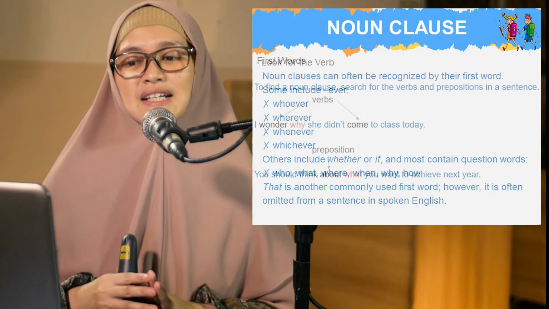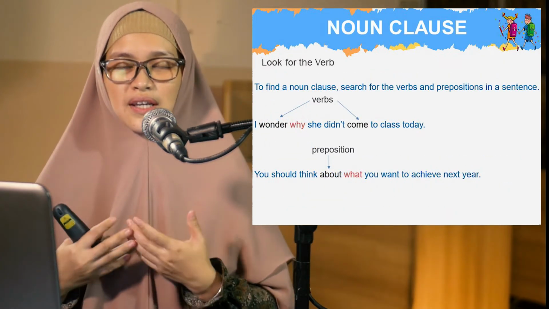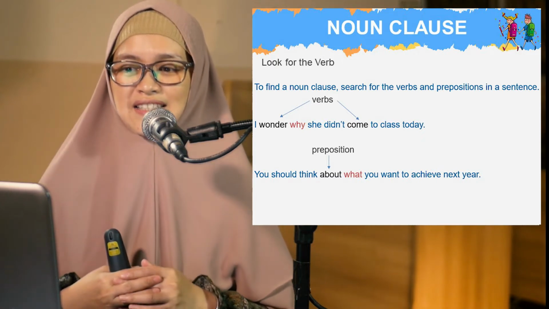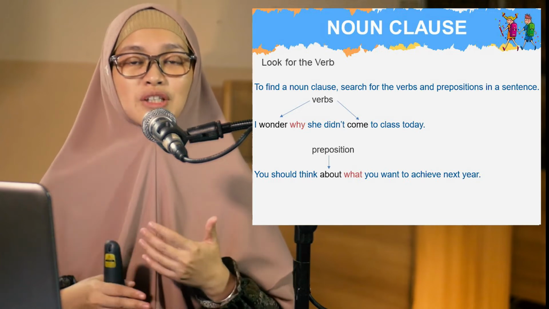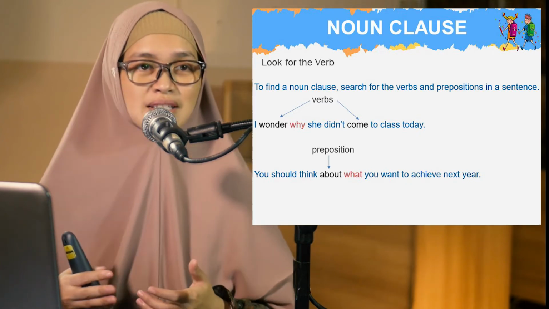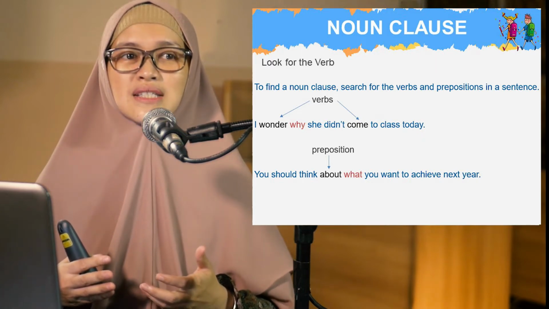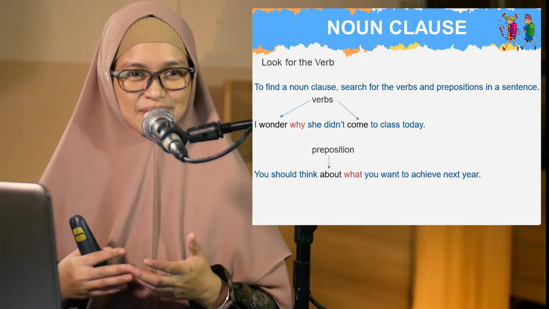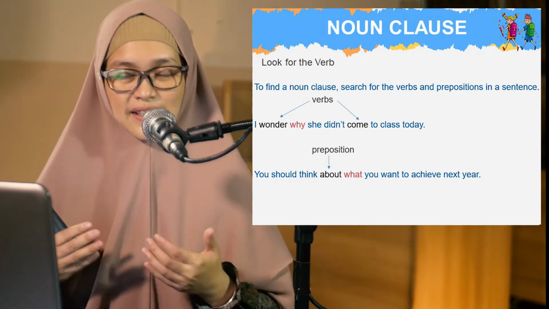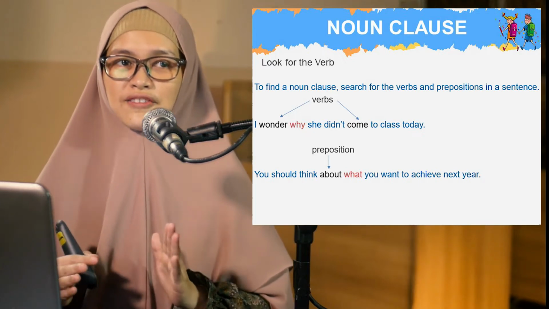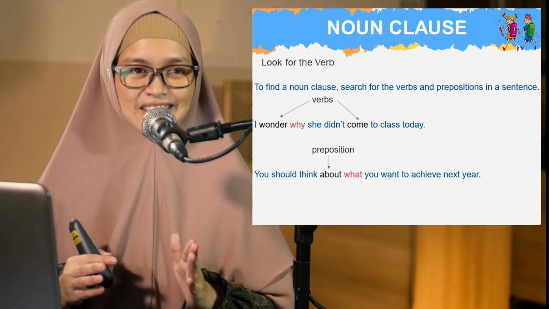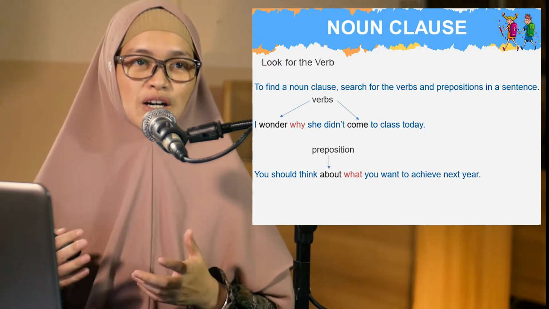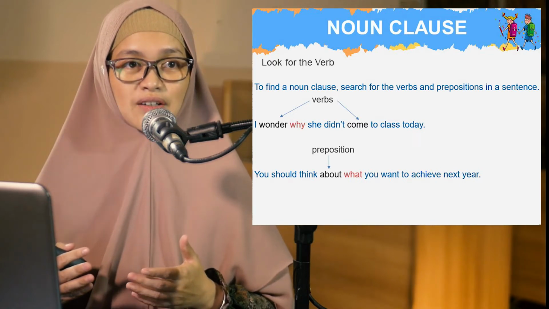To find a noun clause, we have to search for the verbs and prepositions in a sentence. For example, I wonder why she didn't come to class today. Where is Uki? I wonder why she didn't come to class today, for example. Wonder and come are put after a subject, right? Both of them are verbs. It indicates a noun clause.